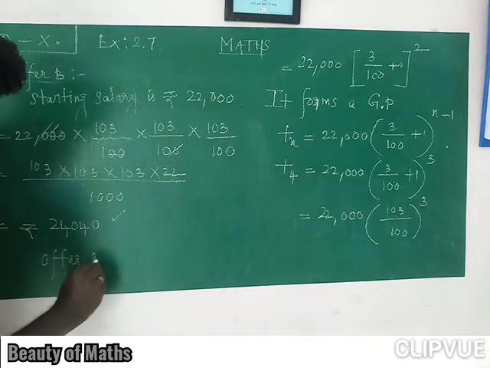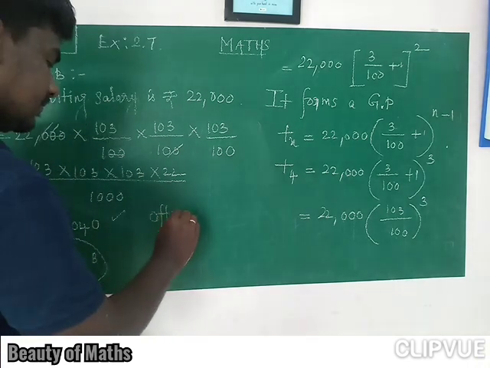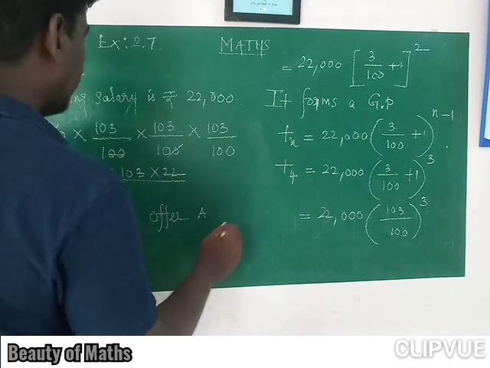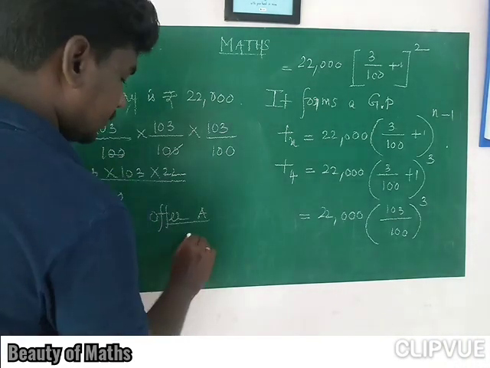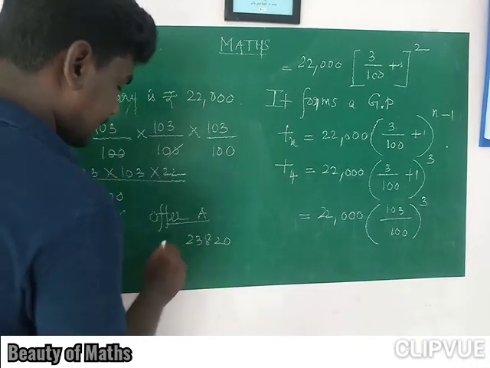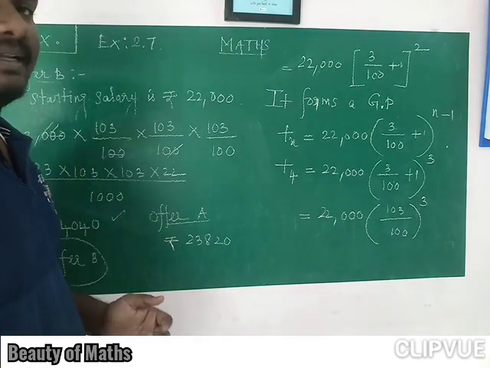Offer B, 24,040. Offer A, 23,000 in the first year, and in the fourth year, 23,820. So which offer is better?